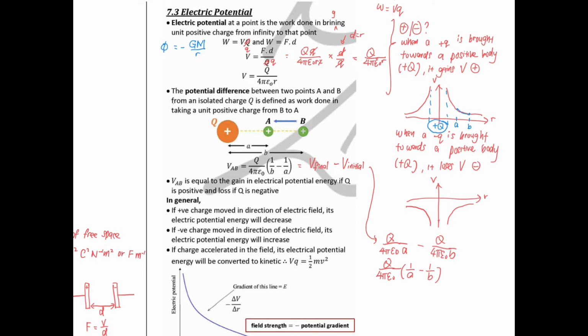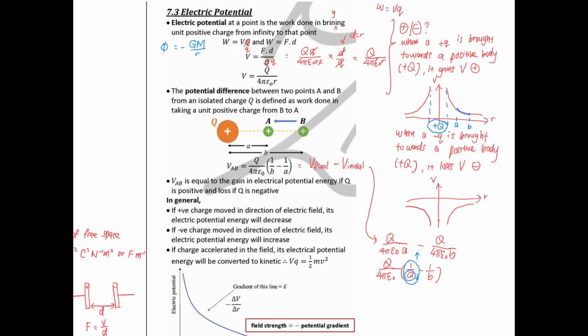So you should expect an increase in V. Okay, it gains in V. Now let's look at the formula. 1 over A. As you know, A is nearer, so your A should be smaller. 1 over A should end up with a bigger answer because you divide by a smaller A, so the fraction should be a bigger value.